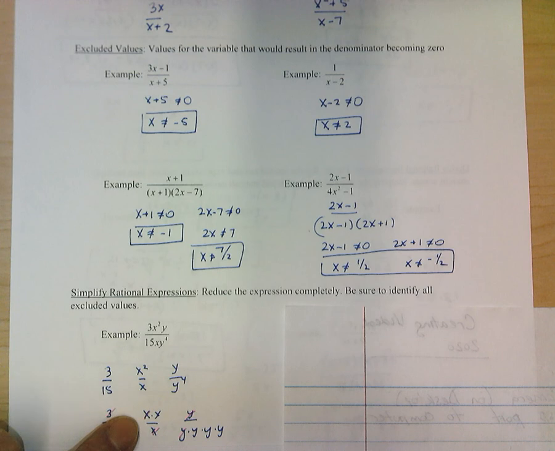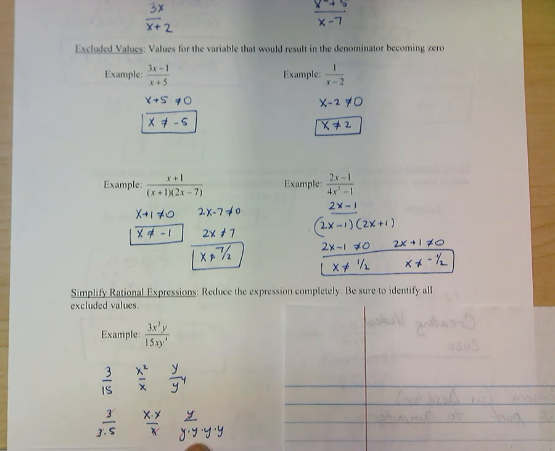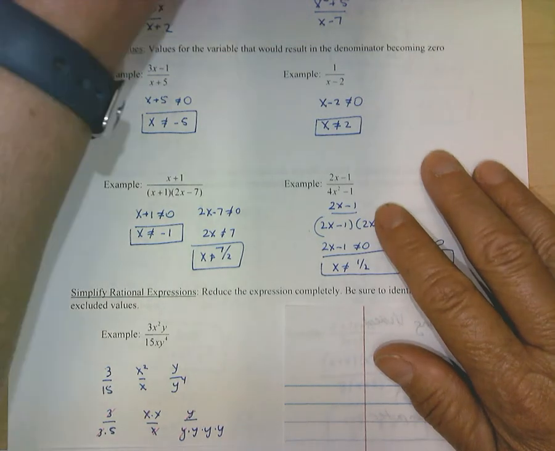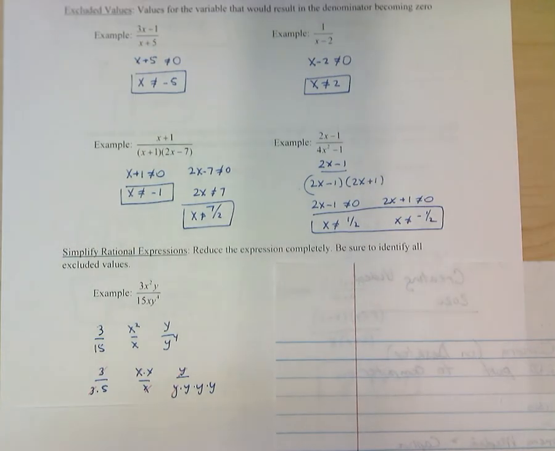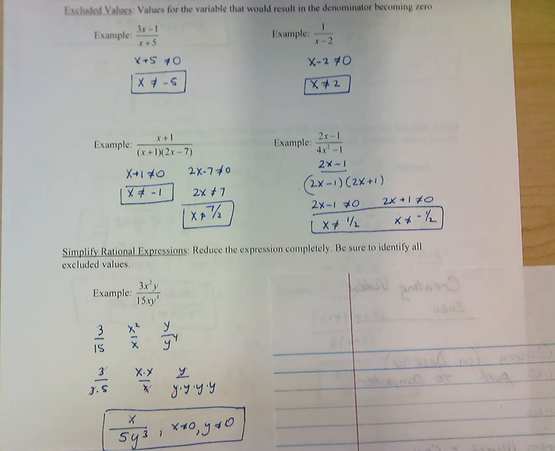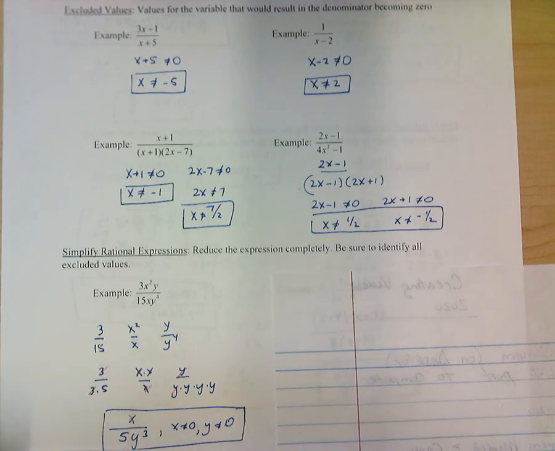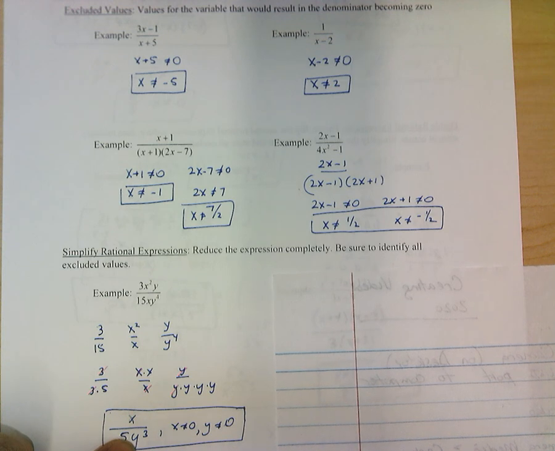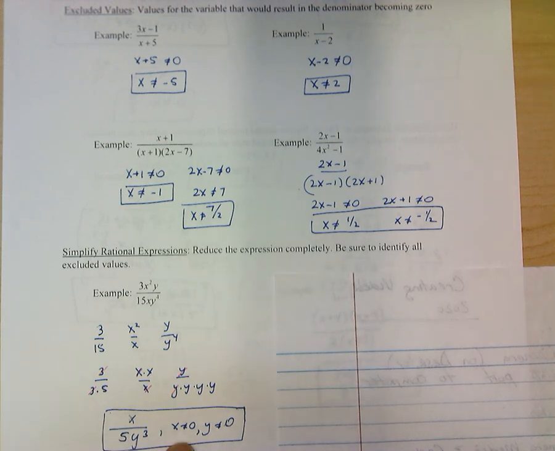Then I did the same thing with the x's. X squared is the same thing as saying x multiplied by x. I can get rid of one of each factor here. Y to the 4th is y multiplied 4 times, so I get rid of 1 for 1. And then I just reduce it. So I have 1x in the numerator, a 5 in the denominator, and a y cubed. And then I look at my excluded values. I don't want x to equal 0, and I don't want y to equal 0.